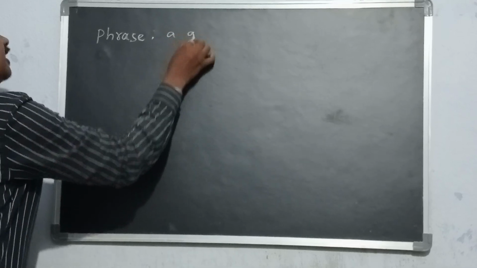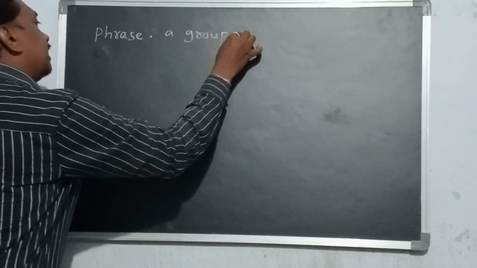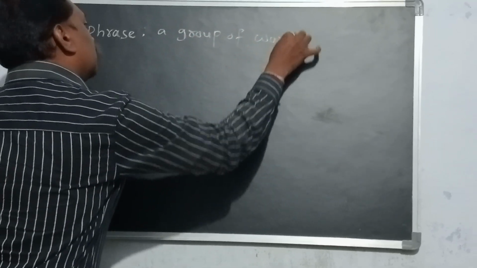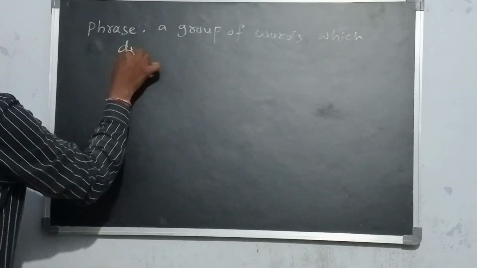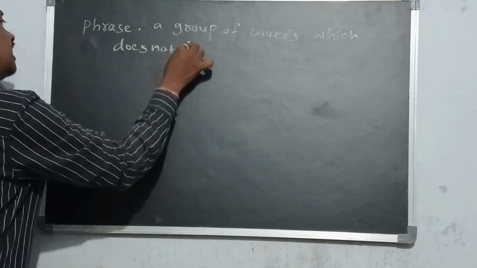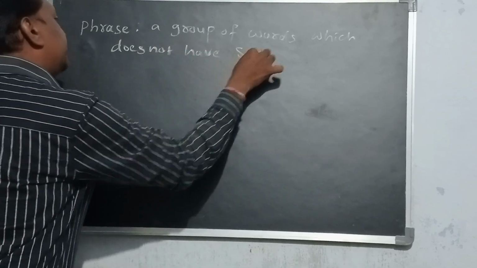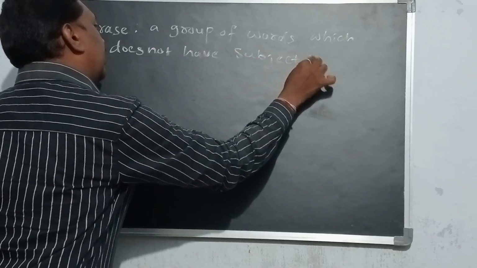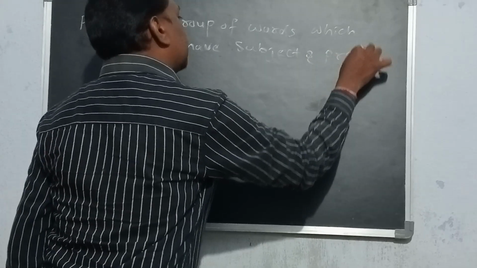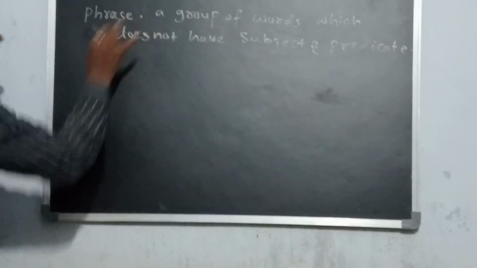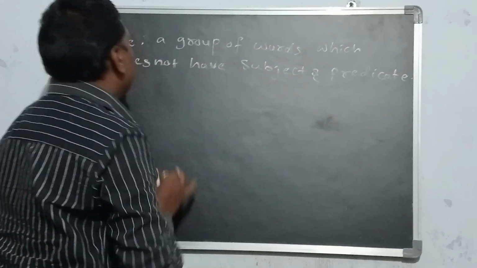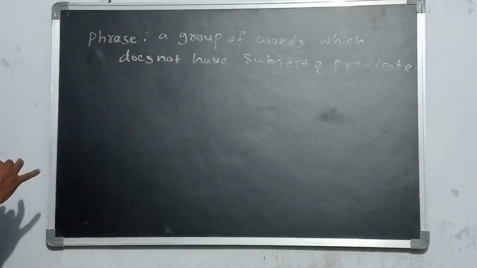Phrase is a group of words which does not have subject and predicate. Okay, what is a phrase? Phrase means a group of words which does not have subject and predicate.